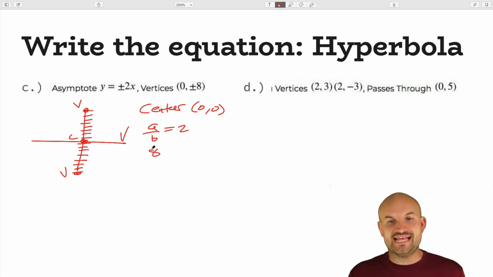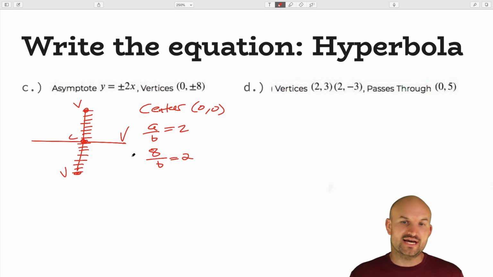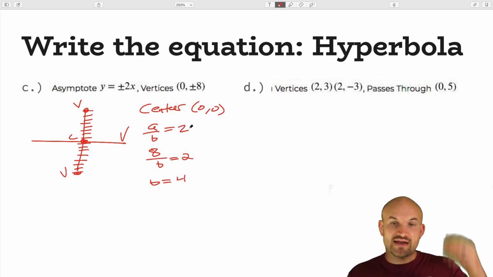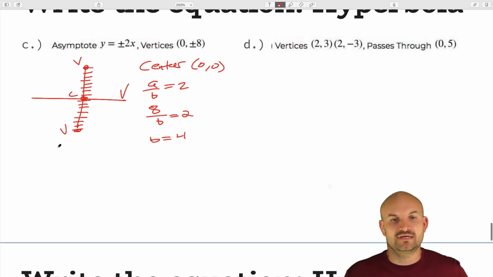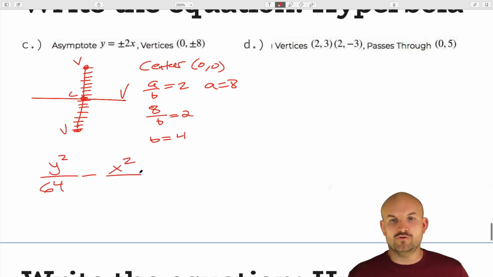So therefore, I can say 8 over b is equal to 2. Therefore, multiply by b on the other side, right? And then divide by 2. You can say that b has to equal 4. Okay? So now I know a, I know b. I found the center, and I know it's a vertical transverse axis. I have now everything that I need. So this will just be y squared over a squared, I'm sorry, I should probably write that in there. a is going to be 8, so that's going to be over 64, minus x squared over b squared, which is 16, equals 1.